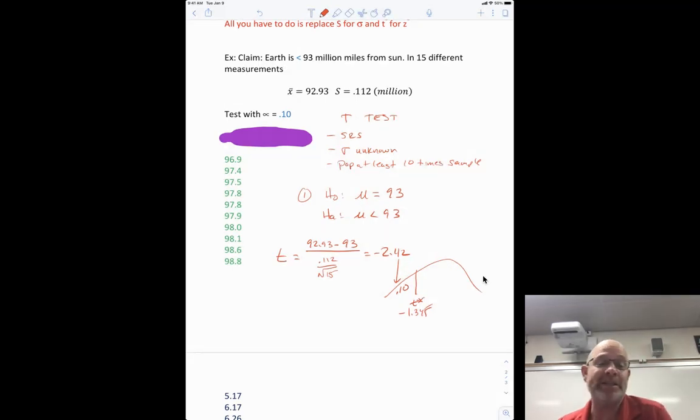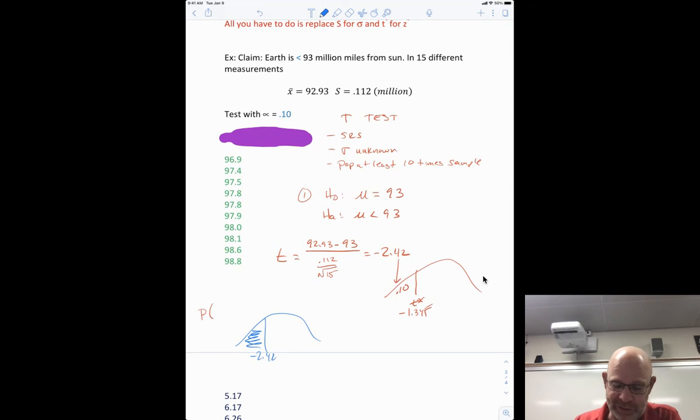The p-value works the same way as it did before. Notice the only thing I did differently so far was the t star, right? Nothing else has been different. I can find a p-value. Normally to find a p-value, remember, let me change colors here for you, we want the area to the left of negative 2.42. That would be the p-value. Instead of normal CDF from negative infinity to negative 2.42, that's what we would have done, we're going to do TCDF.